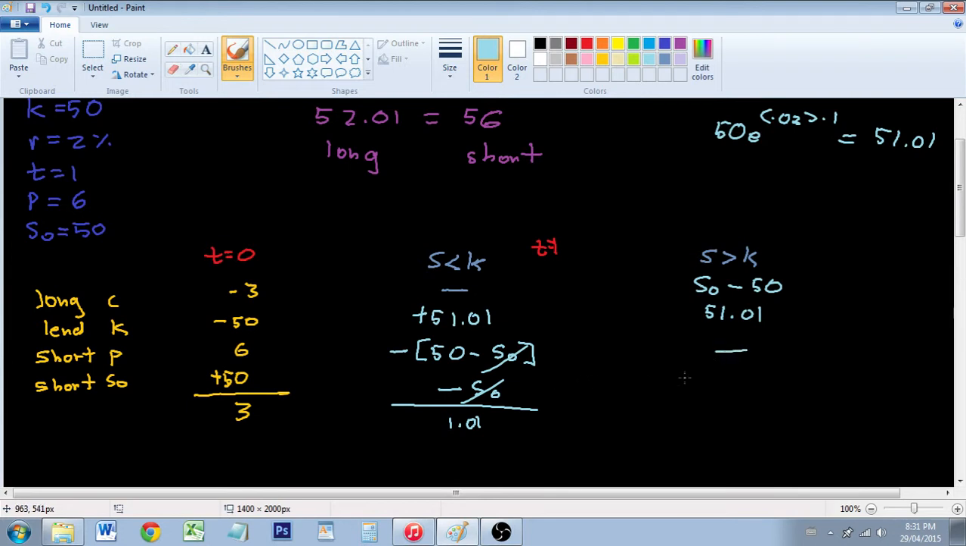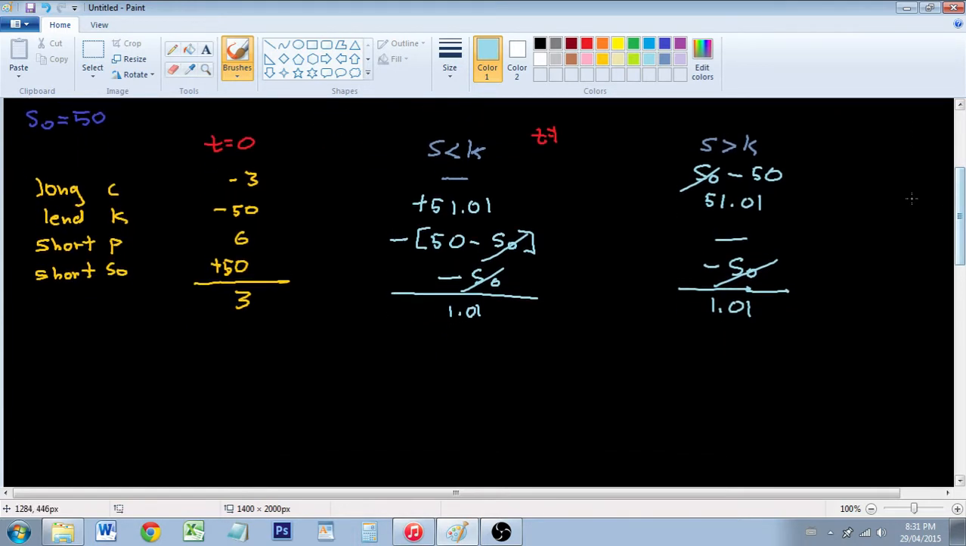And short our stock means once again we're going to have to buy the stock back. So we can work that out, and we can see that our stock will cancel out, plus the stock minus stock, and we're left with the difference between these two, which once again is $1.01.